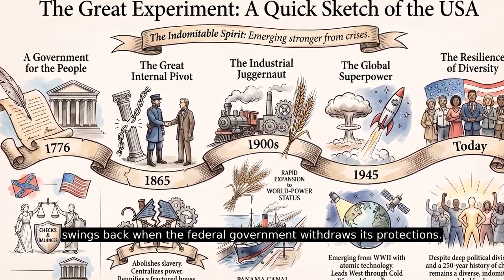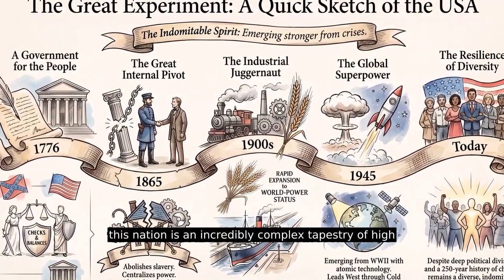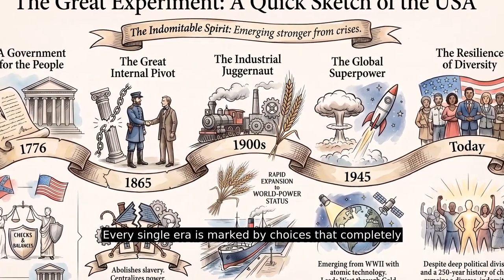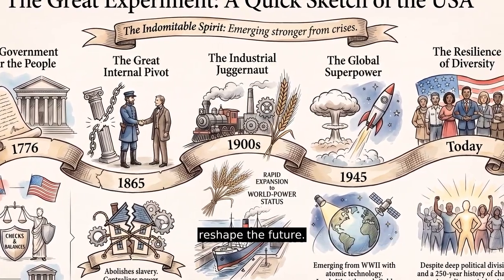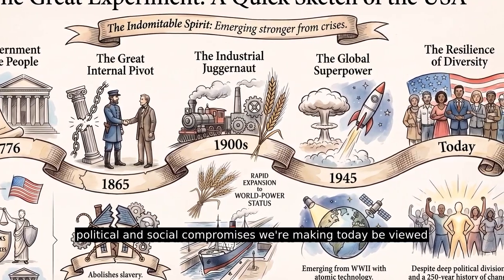As we wrap up, it's clear the history of this nation is an incredibly complex tapestry of high ambition and violent friction. Every single era is marked by choices that completely reshape the future. It really leaves us to wonder, how will the political and social compromises we're making today be viewed by the historians of tomorrow?